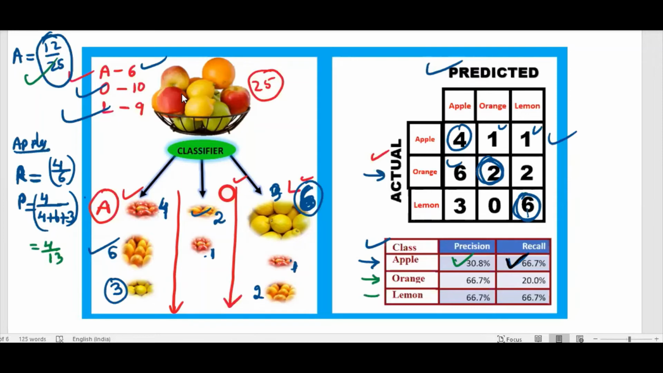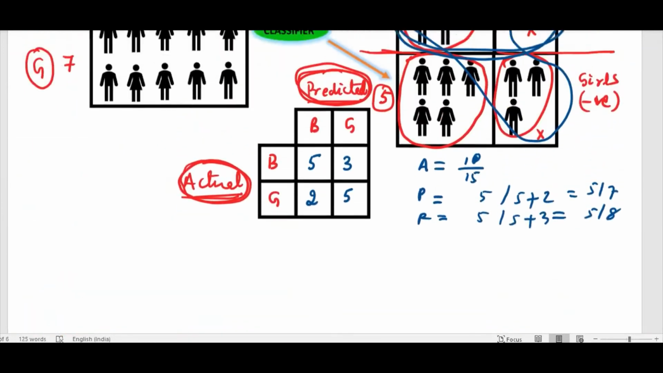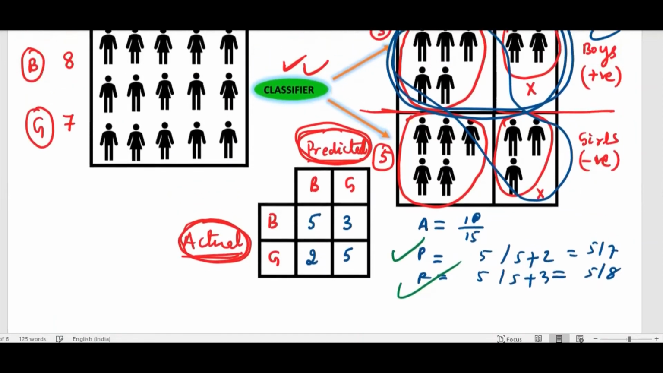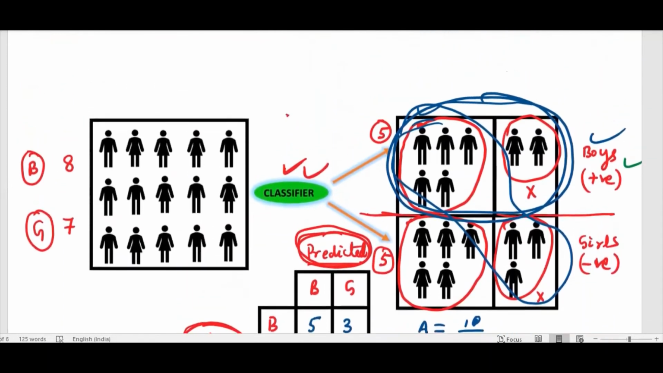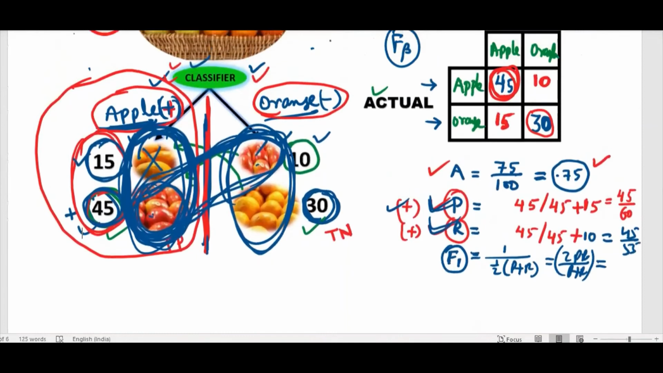Orange and lemon we didn't find. If you see here, we termed one is positive, one is negative. So when we talked about precision and recall, only for boys we find here. Remember, we found only for boys, because we have taken boys as positive. Even if I've not written positive, negative here, then you can go to this one. Even if you have any doubt, you can clarify here.